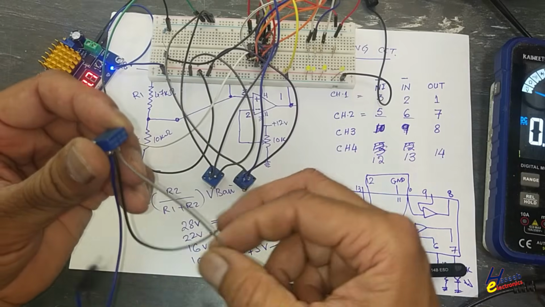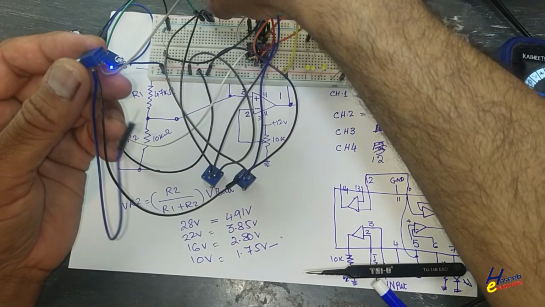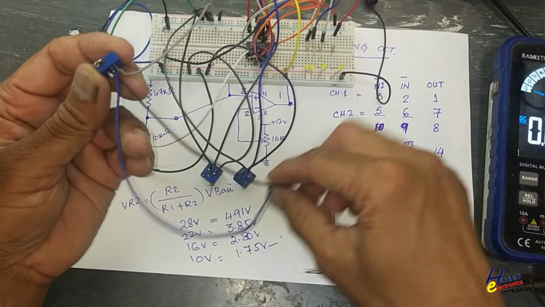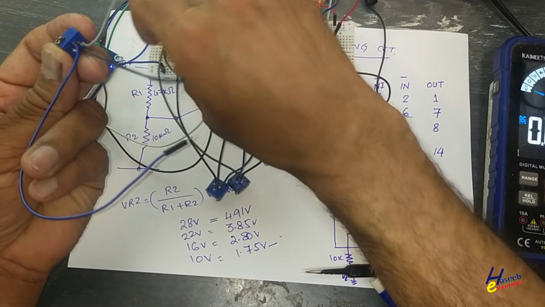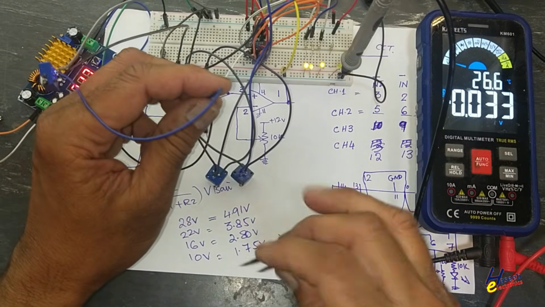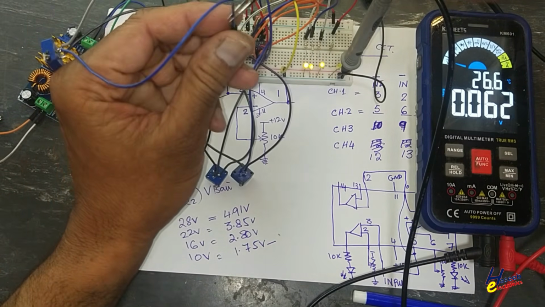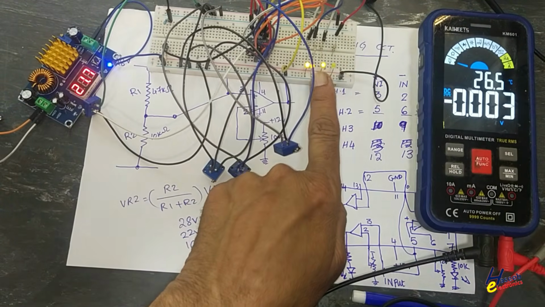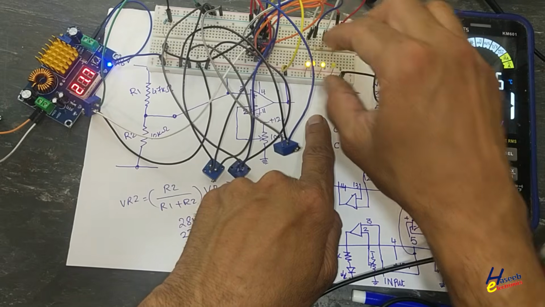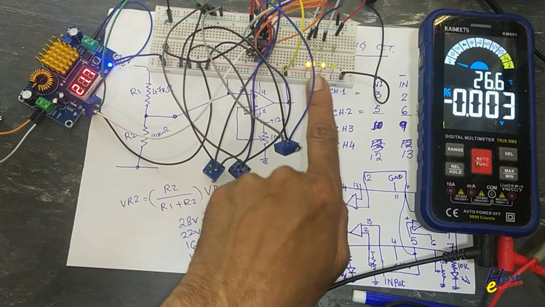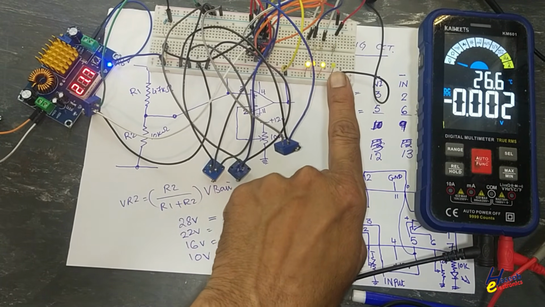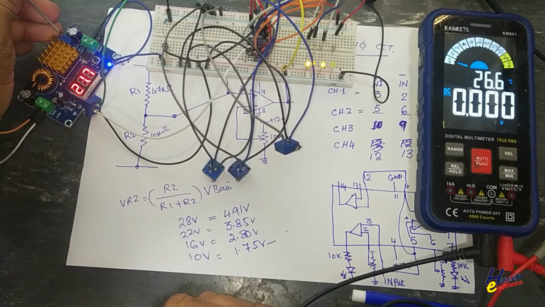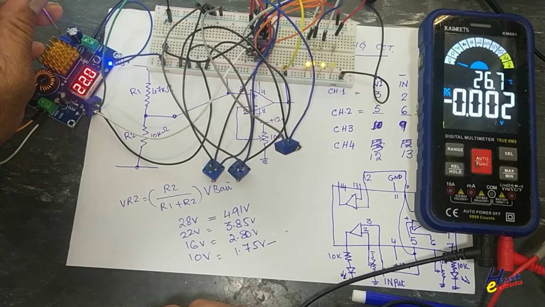In the same way, this potentiometer has one end to the positive line, the second end to the common. The potentiometer will be connected to pin number 13. Three LEDs are turned on, that means the battery level is above 10 volt, above 16 volt, above 22 volt, but less than 28 volt. It is not full. Now the battery is charging and its level is increasing.